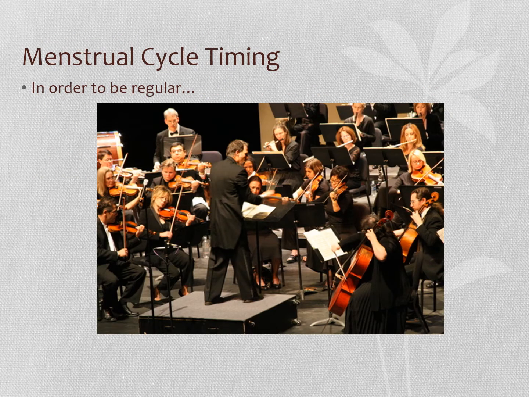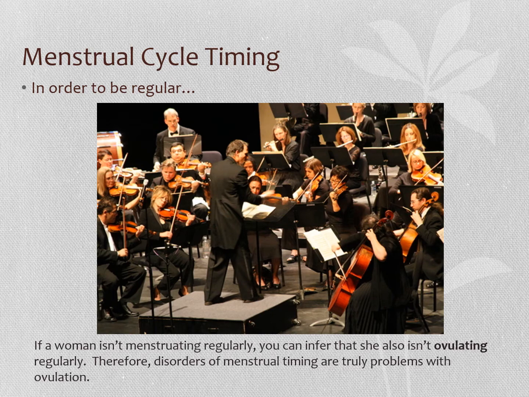So in order to be regular, this whole symphony has to be operating together, right? And so anytime somebody isn't menstruating regularly, we can also infer that they aren't ovulating regularly. Because if you ovulate, you're going to have a period unless you get pregnant. So when we talk about disorders of menstrual timing, it's usually a problem with ovulation, with that follicular development, maturation, and ovulation.